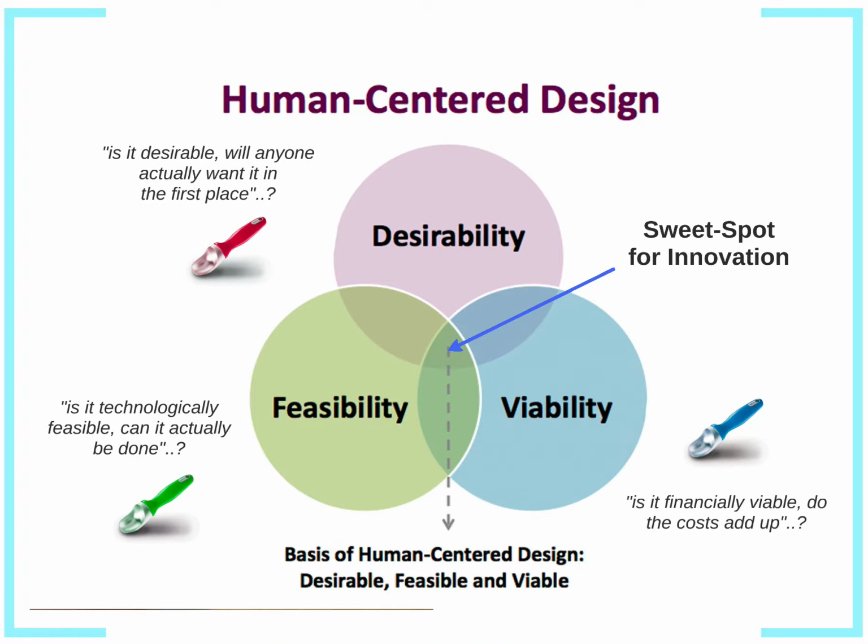The other way of looking at human-centered design in terms of the success of your product is to ask whether the product, whatever it is, is desirable, feasible and viable. So desirability tends to focus on, do people actually want it? Do they actually like it? Feasibility tends to focus on whether it can actually be done. Does the technology exist to either make it or build it? And viability is in relation to the cost of it.